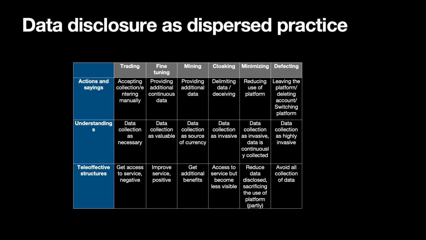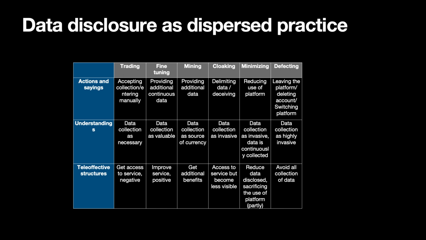So, trying to summarize these different data disclosure practices, they all had a specific set of actions involved in terms of providing or not providing data, providing the wrong data, and so on. They all build on specific understandings of data collection. Data collection could be necessary, it could be valuable, it could be a form to gain currency, it could be invasive, it can be threatening in different ways.